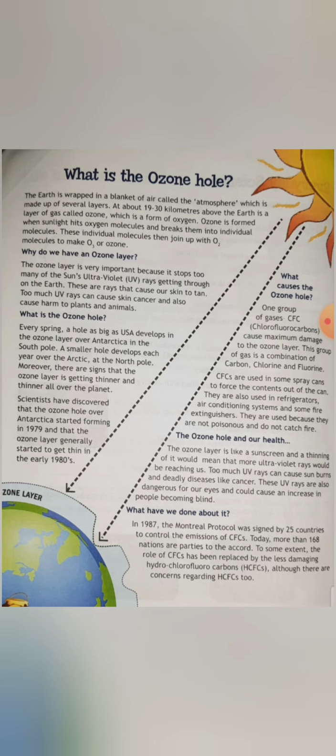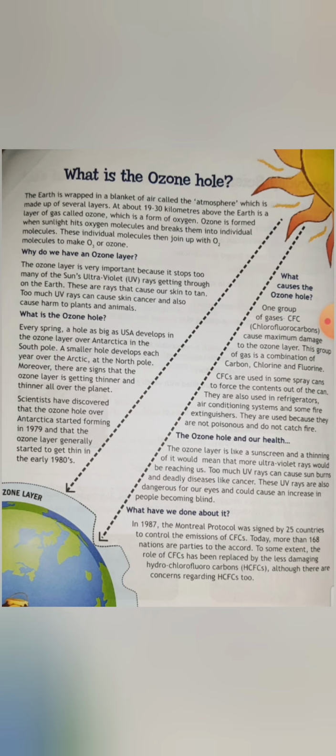At about 19 to 30 kilometers above the earth is a layer of gas called ozone, which is a form of oxygen. Ozone is formed when sunlight hits oxygen molecules and breaks them into individual atoms. These individual atoms then join up with O2 molecules to form O3, ozone. Why do we have the ozone layer?